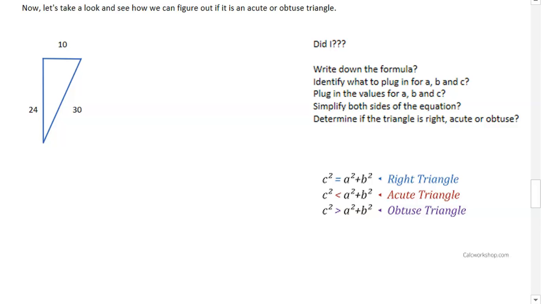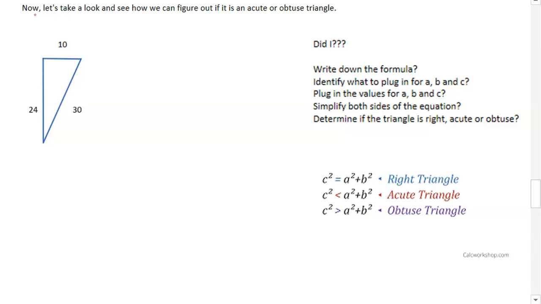Alright, so in this video what we're going to be doing is determining whether or not the triangle here on the left is either a right triangle, an acute triangle, or an obtuse triangle. And we're going to use the converse of the Pythagorean theorem in order to do so.